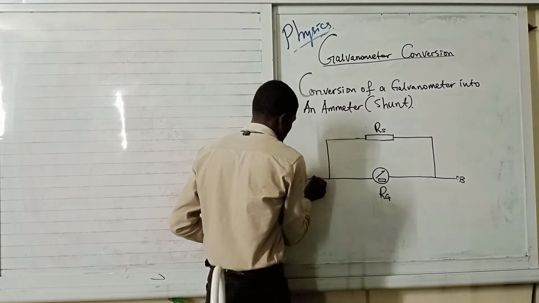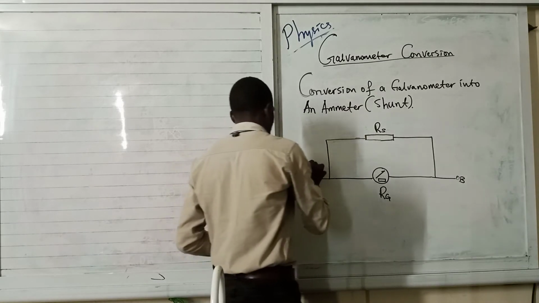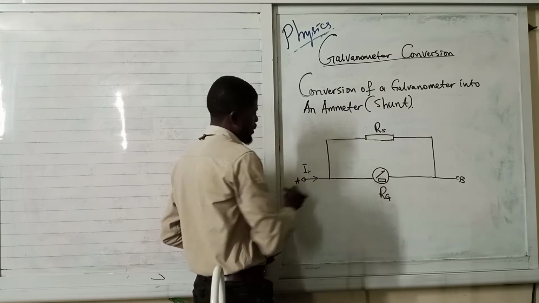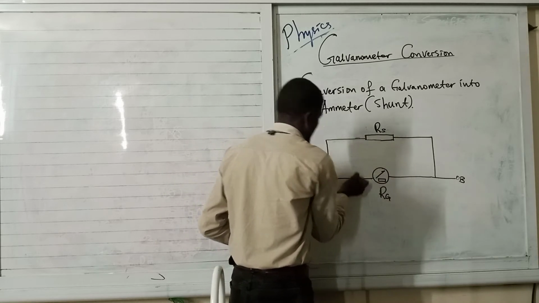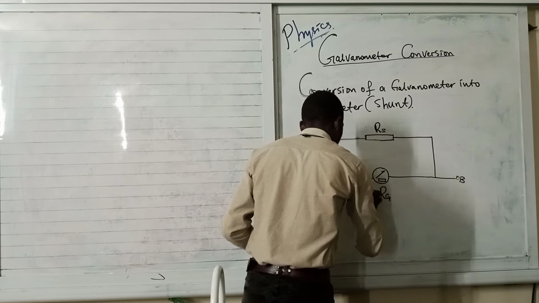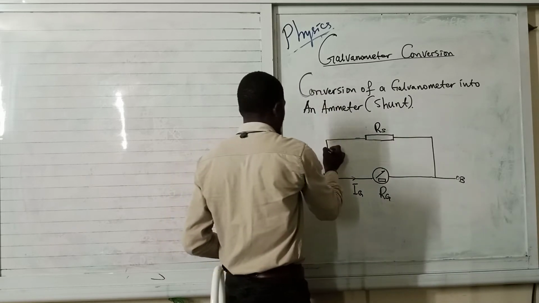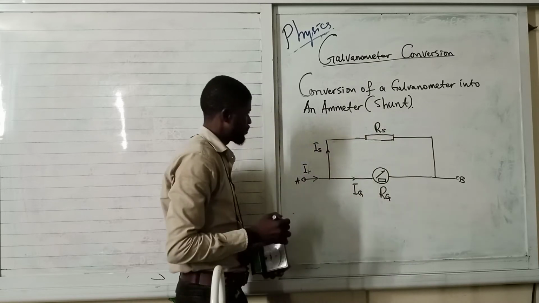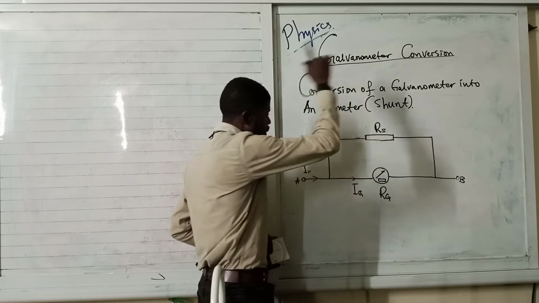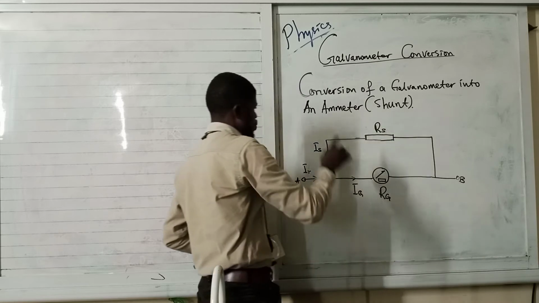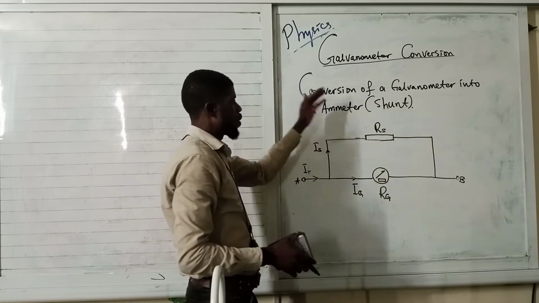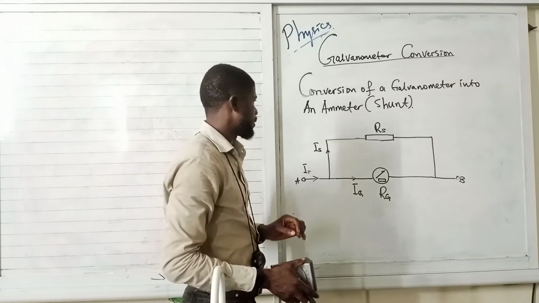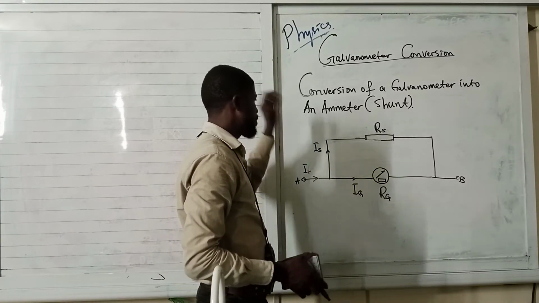So let's assume that current is supplied at this end. We call it IT. The current supplied at this end is just IT. And then this arm is the current entering into the galvanometer. We call it Ig. And this arm is the current entering into the shunt. We call it Is. Now, we are not done yet. We said that in such arrangements, you are going to have the same voltage throughout the circuit, because this one and this one are in parallel. So you are going to have the same voltage across them.